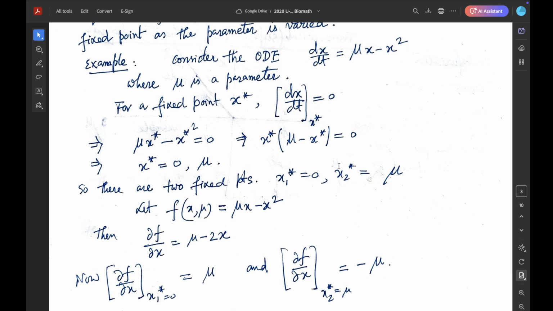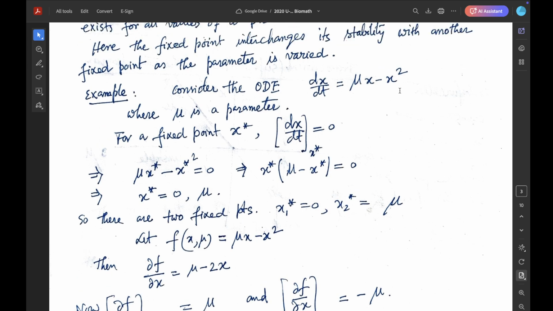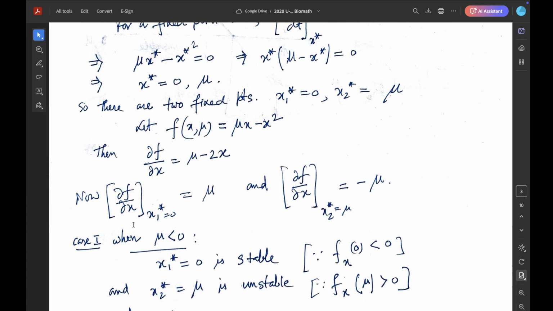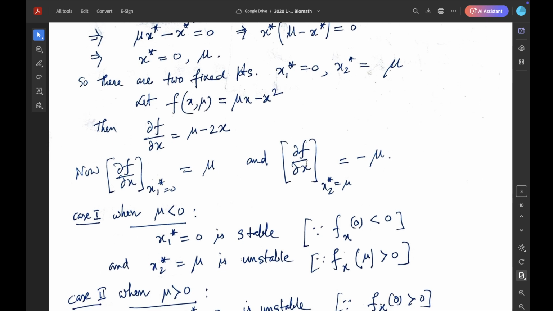Let f(x, mu) be the function mu x minus x square, and then del x of f equal to mu minus 2x. The del x of f at the point x1 star equal to 0 is equal to mu, and del x of f at the point x2 star equal to mu is equal to minus mu. Now put here x star equal to mu, so we get mu minus 2 mu, so minus mu.